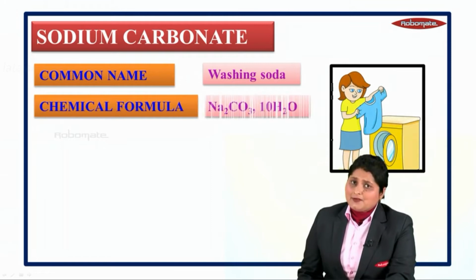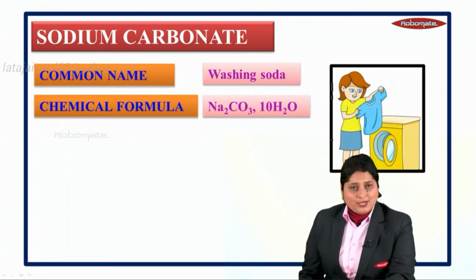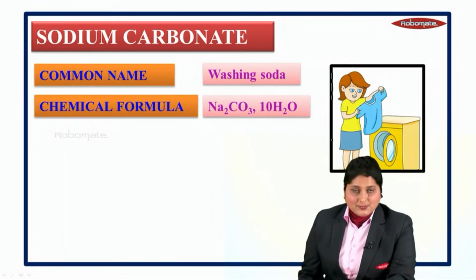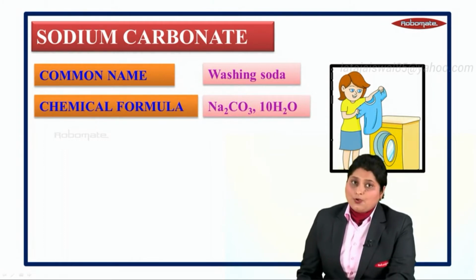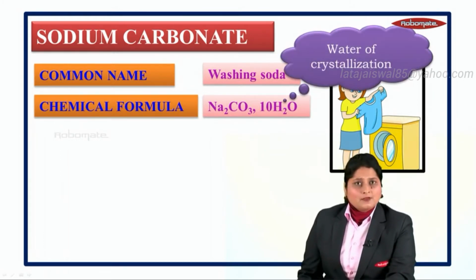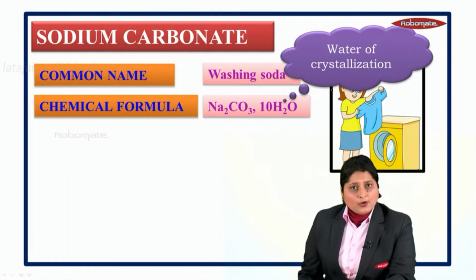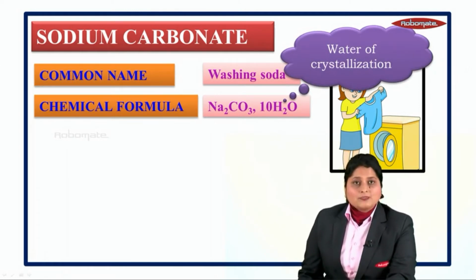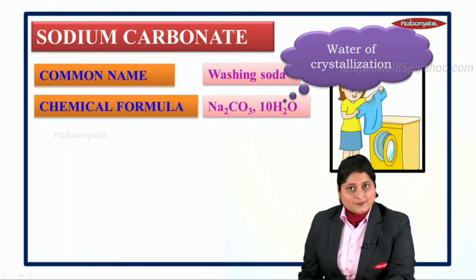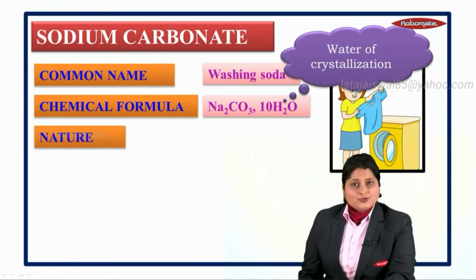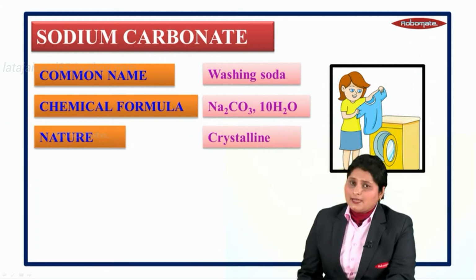Second, its chemical formula is Na2CO3. In some books you will find Na2CO3.10H2O. Now this is something which is very unique about this compound. These 10 water molecules which are there in the compound in the beginning only, they are called water of crystallization. We move ahead. Nature is going to be crystalline because it contains water of crystallization.